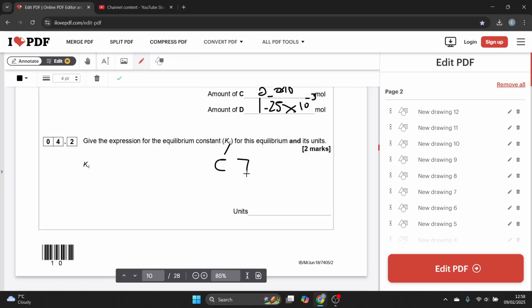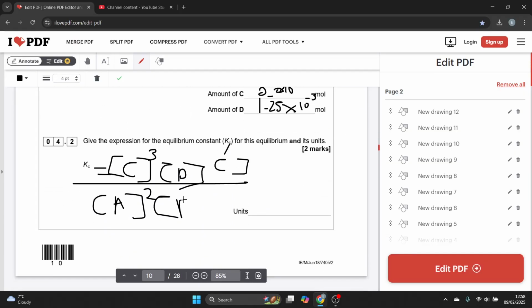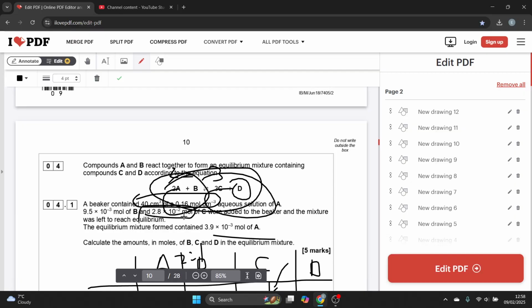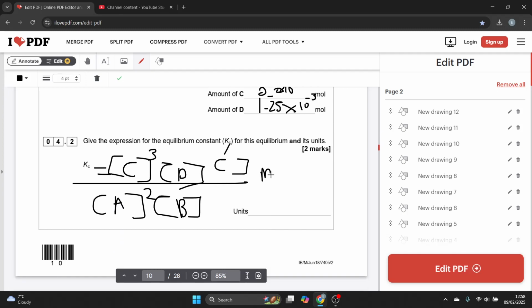Give an expression for Kc. Kc is square brackets, equilibrium concentration of C cubed, because I've got 3 moles of it, times D, divided by A squared times B. The units, well, I'm working with moles per dm^-3, so it's going to be moles per dm^-3 to the power 4 over moles per dm^-3 to the power 3. That cancels out and I'm just left with moles per dm^-3.